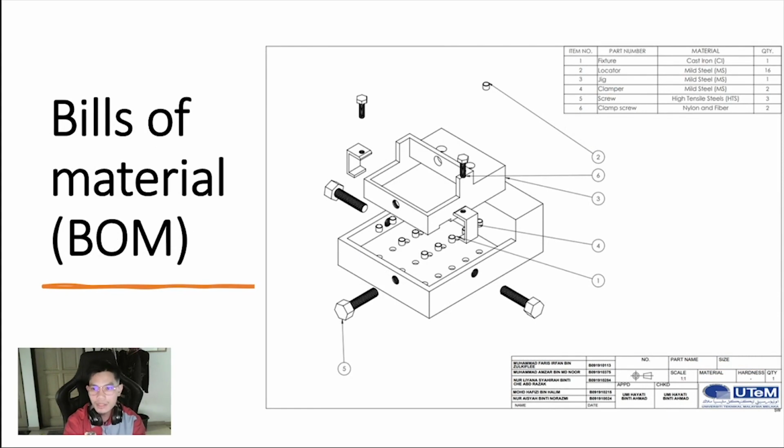This is the bill of materials. As you can see right here, this is the exploded view of our jigs and fixture. It has 6 item numbers, which are fixture, locator, jig, clamper, screw, and clamp screw. For this jigs and fixture, we only use 4 materials, which are cast iron, mild steel, high tensile steel, and nylon and fiber. That's all from me. Thank you.